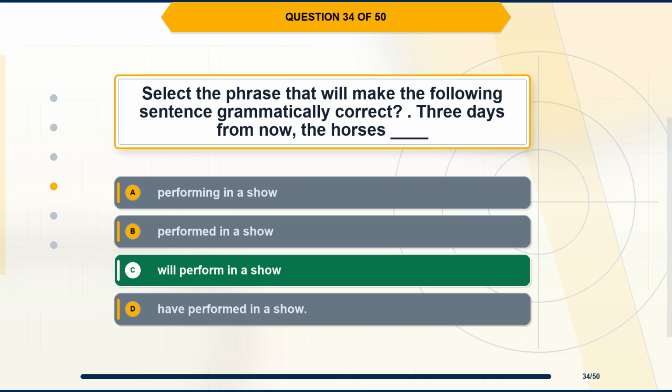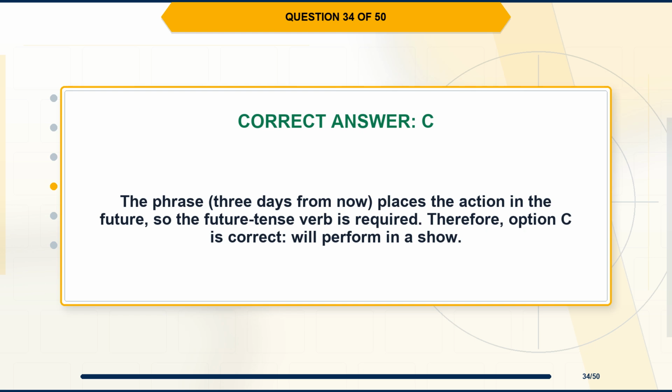The correct answer is option C. Will perform in a show. Explanation. The phrase, 3 days from now, places the action in the future, so the future tense verb is required. Therefore, option C is correct, will perform in a show.